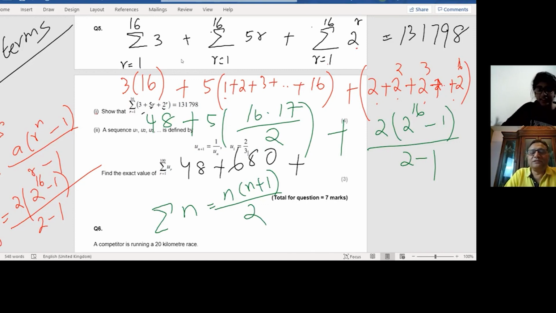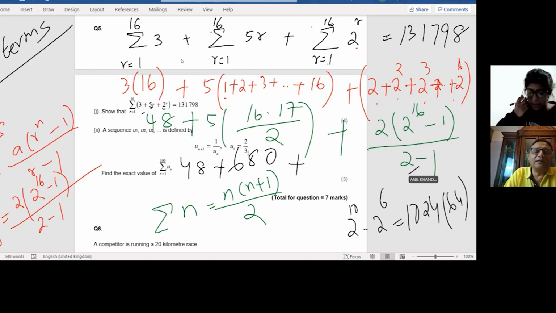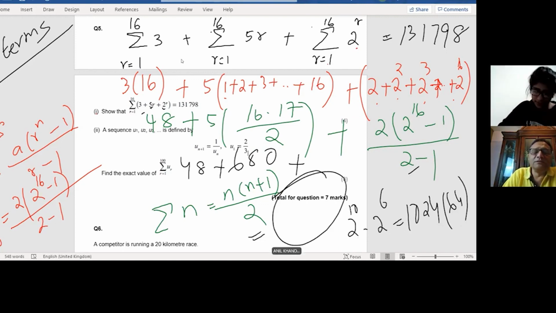Now 2 to the power of 16 is 2 to the power of 10 times 2 to the power of 6, right? 2 to the power of 10 is 1024, you know that. And then 2 to the power of 6 is 64. So you can multiply, and well, you have the calculator. Just calculate, get the answer, and then add them all and get your answer.